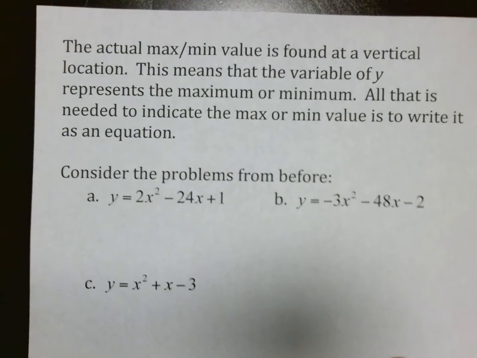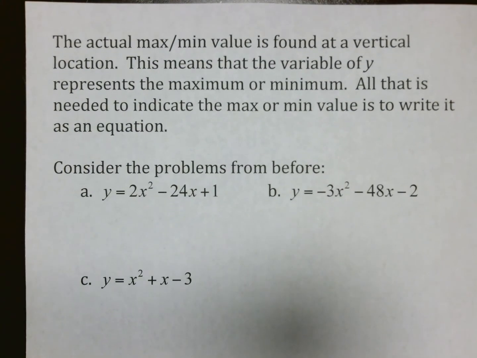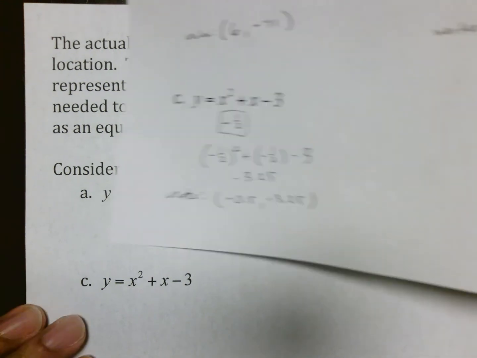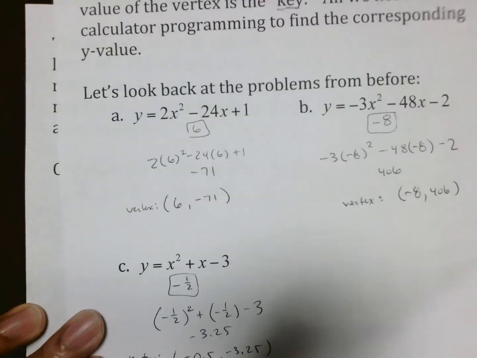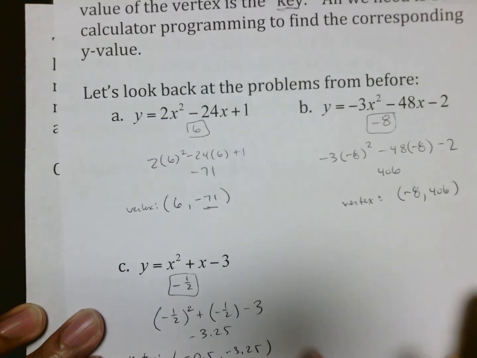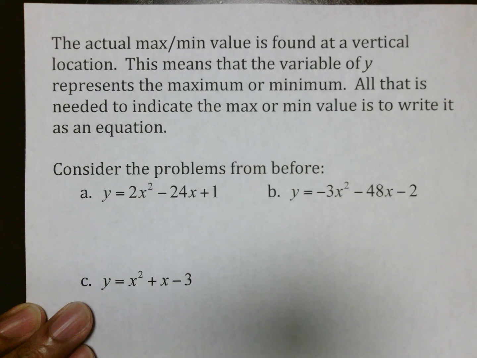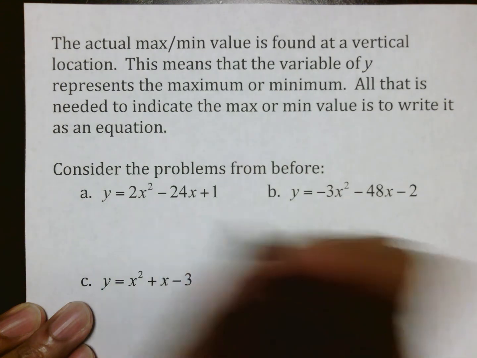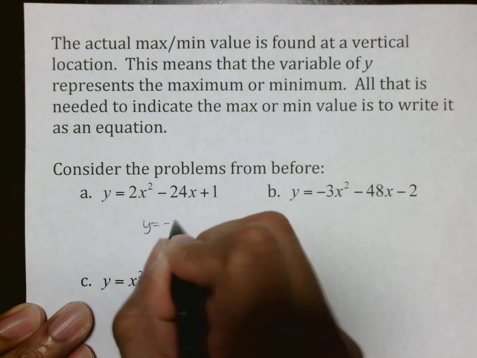The actual maximum value is found at the vertical location. This means that the variable of y represents your maximum or minimum. All that is needed to indicate your max or min value is to write it as an equation. Let me show you the other ones here. The vertex of the first equation was this, and this represents your y value, which means your max or min value is going to be y equals negative 71.